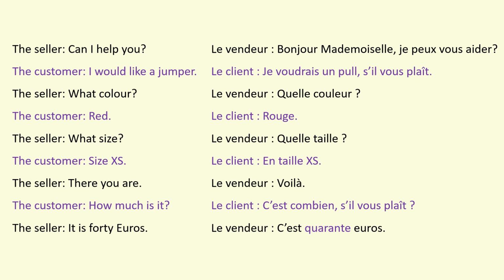Okay, let's check your answer now. Let's have a look at what you've written. So for the first line, you should have written Le vendeur, bonjour mademoiselle, je peux vous aider? And then second line, le client, je voudrais un pull, s'il vous plaît. And then the next line down, le vendeur, quelle couleur? And then le client, rouge. And then le vendeur, quelle taille? And then le client, en taille XS. Then le vendeur, voilà. And then le client, c'est combien, s'il vous plaît? And then the seller, le vendeur, c'est 40 euros.